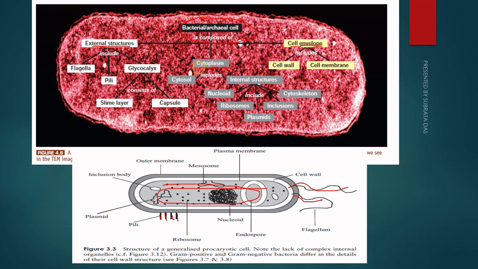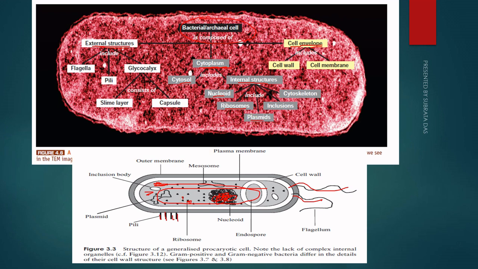Within the cytoplasm, two main types of things are there: cytosol, which is the liquid portion, and the solid portion, which is the internal structure. Within the internal structure, one thing is the nucleoid, where DNA is present, that is the genetic material. Another one is the ribosome. These are the ribosomes where protein synthesis occurs.